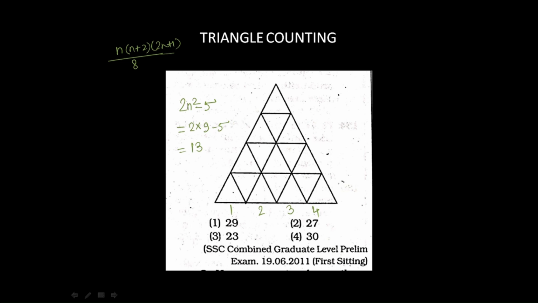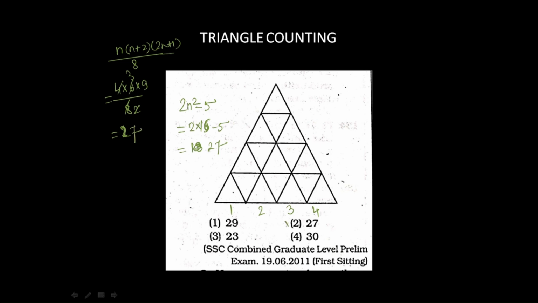Sorry, no, it will be 16. So 16 is 27. 27 is the right answer. Right? In this case 4 into 6 and 4 into 8, 8 plus 1, 9. So 4 2s are 8, 2 3s are 6, 9 3s are 27. Right? So 27 will be the right answer.